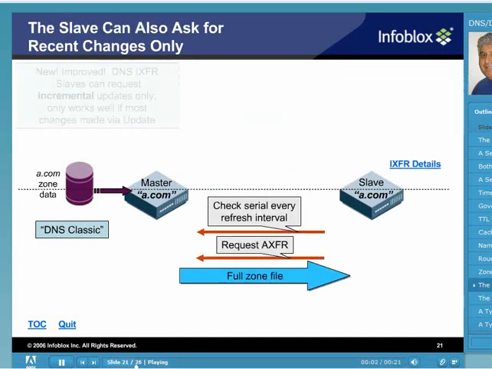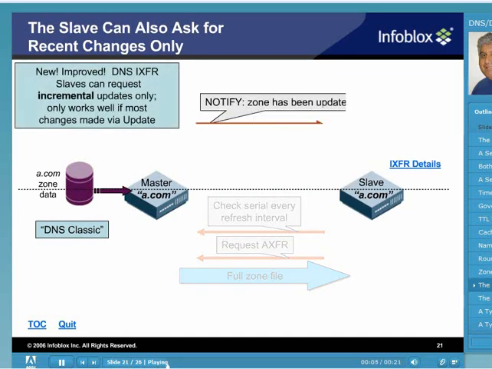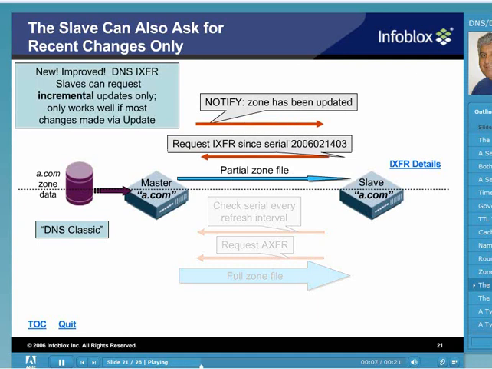A second improvement is called an IXFR, or incremental transfer update. With IXFR, only the changed portion of the zone data will be sent to the slave name server. This can save lots of packet traffic if many slaves are involved and/or frequent zone updates are used.